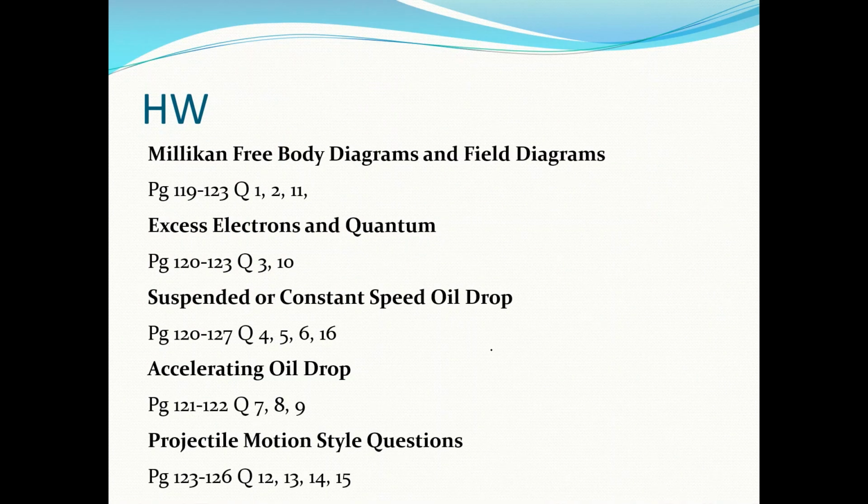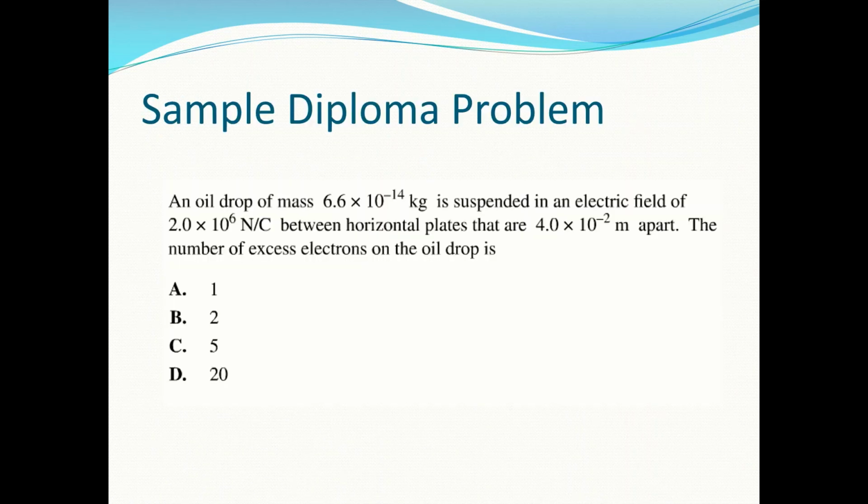Okay, so these are your different styles of questions. It looks like a lot, but there's only a couple of each style, so we'll give them a go. And because this is last before the quiz, we are going to do this sample diploma question, so give it a go on your own. So an oil drop is suspended. A suspended oil drop has Fg and Fe, where our Fe is equal to our Fg, and we want to find excess electrons, so we want to know the charge first.